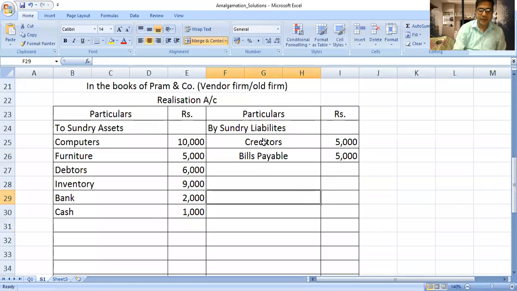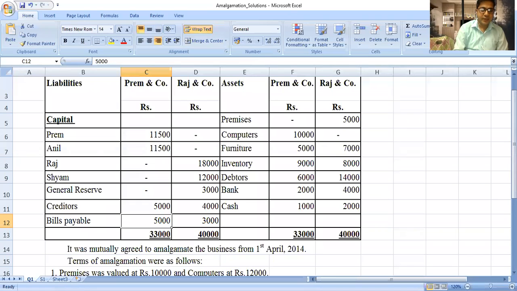After recording these sundry liabilities, now friends, the next general entry in our notes is the transfer of the losses and deferred revenue expenses to the old partners. If there are losses, such losses are also transferred. If you see in our problem, is there any loss? They are not mentioned, asset side losses, profit and loss. So this particular entry we will not record, we will not post in our ledger.